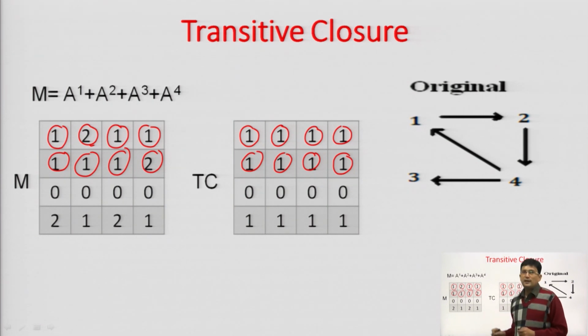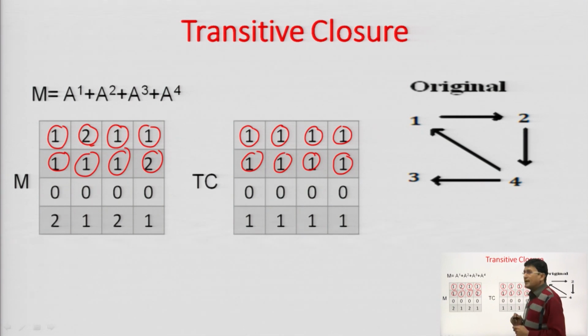So the transitive closure matrix is a matrix that shows the entries as 1 if the path between a pair of vertices is possible. In case the path is not possible, then we will represent that entry by 0. So this is the transitive closure matrix.